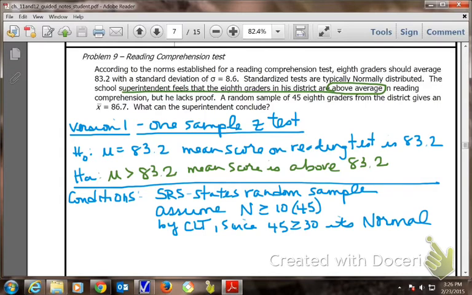Okay, so this is the problem that we did in class today, and I'm going to go through each version so you can check your work. So this is the one where I'm going to actually calculate the p-value. And so of course I have the hypotheses, I have the name of the test, and I've checked the conditions. So now I'm ready to do the work with the sketch and the calculation and then my conclusion.